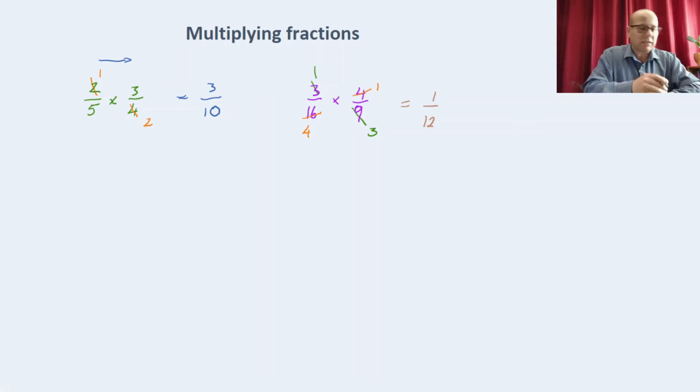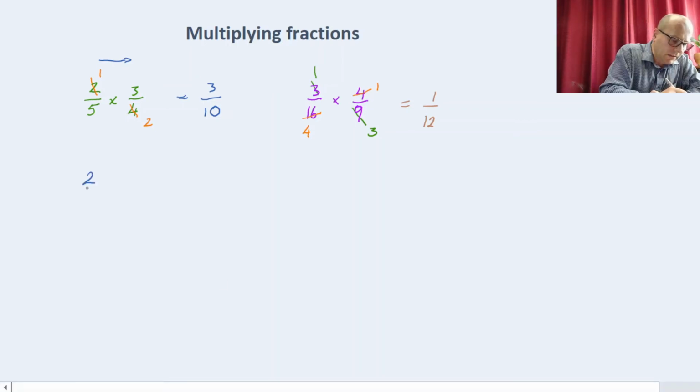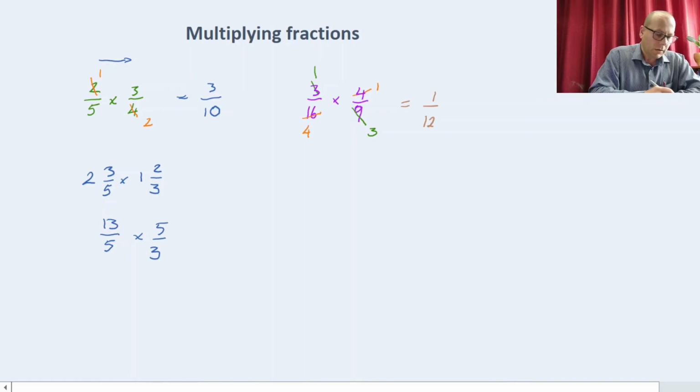So let's multiply two mixed numbers. 2 and 3/5 multiply by 1 and 2/3. The rule applies. 5 times 2, 10, add 3, 13 over 5 times 5 over 3. I cancel down, divide by 5, so that will be a 1 and a 1. 13 times 1 is 13 over 3. That's top heavy. So that will be 4 3s and the remainder 1.